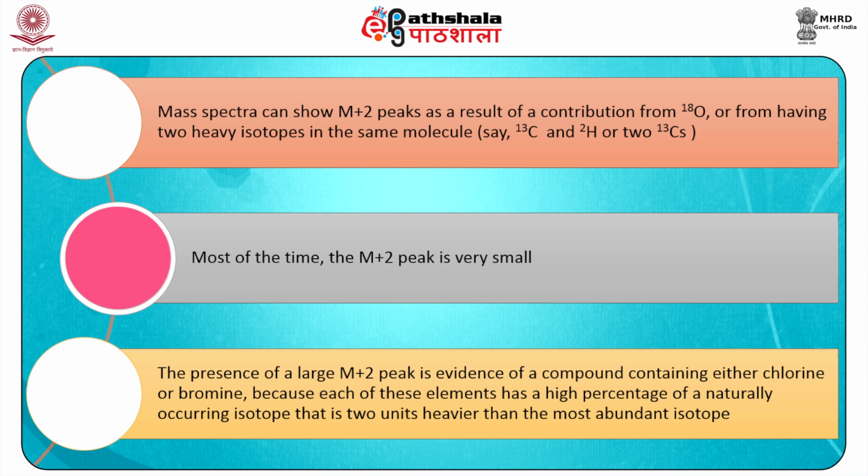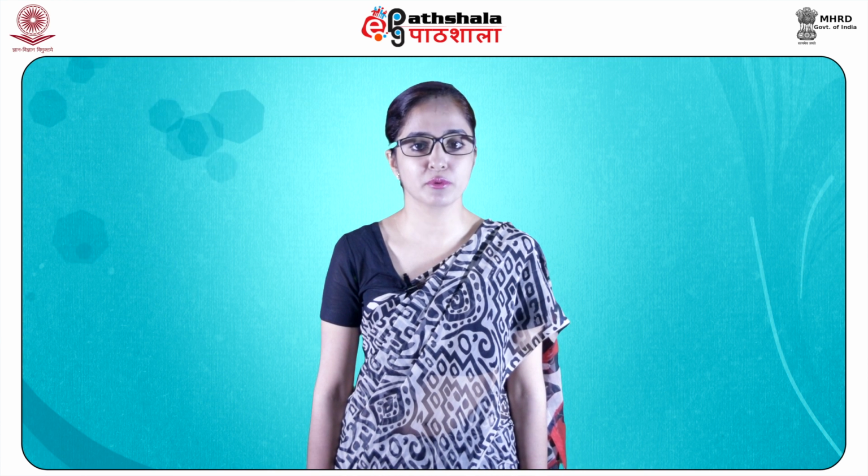Most of the time the M+2 peak is very small. The presence of a large M+2 peak is evidence of a compound containing either chlorine or bromine, because each of these elements has a high percentage of naturally occurring isotopes that is 2 units heavier than the most abundant isotope. This is mostly observed in compounds containing bromine and chlorine. That is why we always say that it is important in the halogens case.